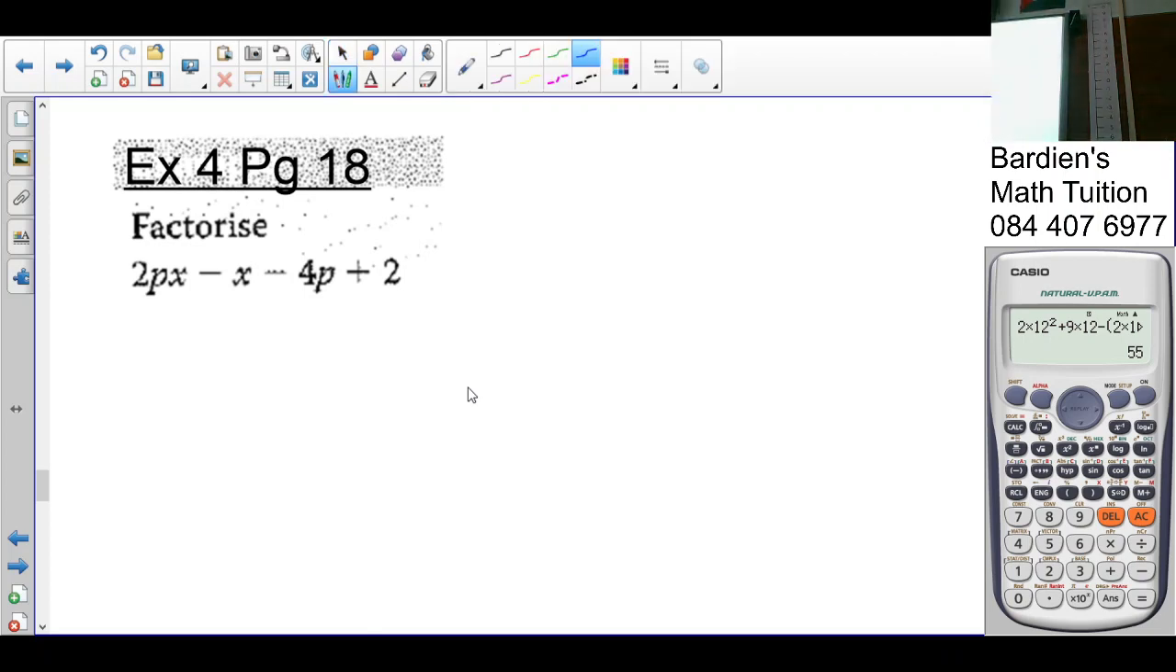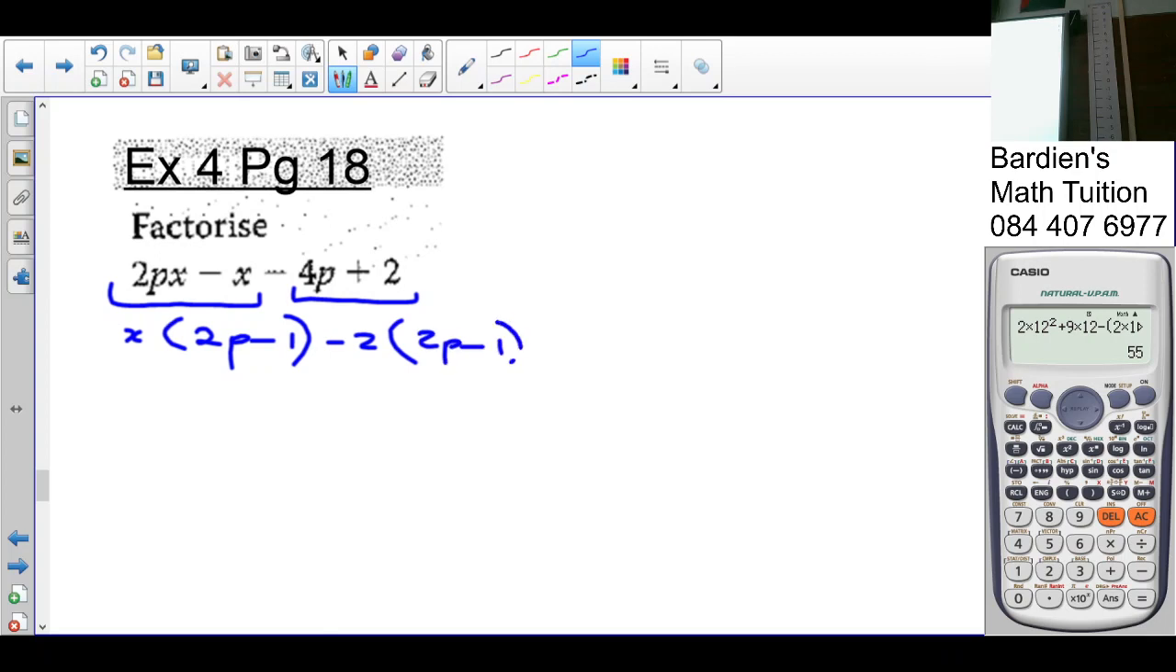What's common here? X and then? Negative 2. So x is common, what am I left with? 2p minus 1. Take out negative 2 as a common factor, what am I left with here? So what is common? What are we left with? Who got that wrong? You got it right.